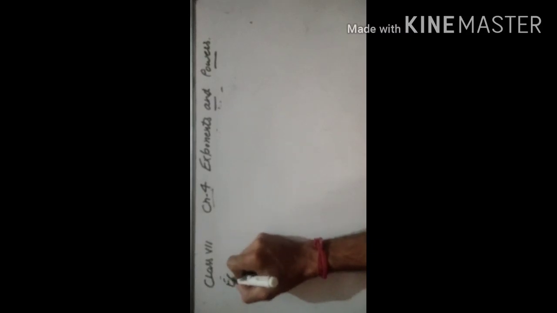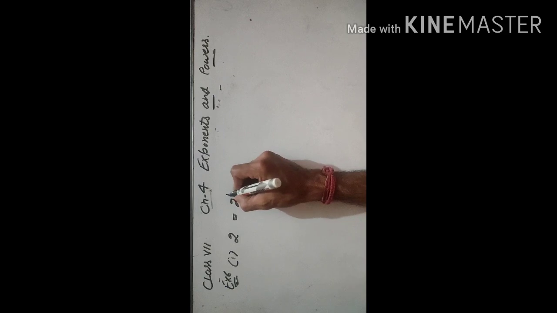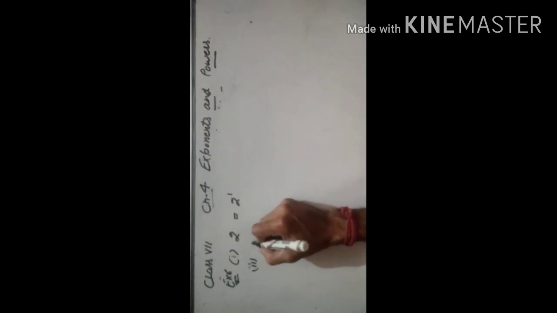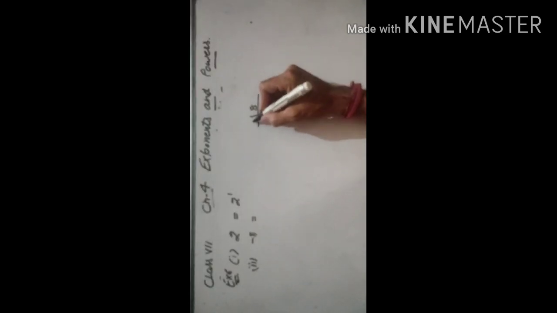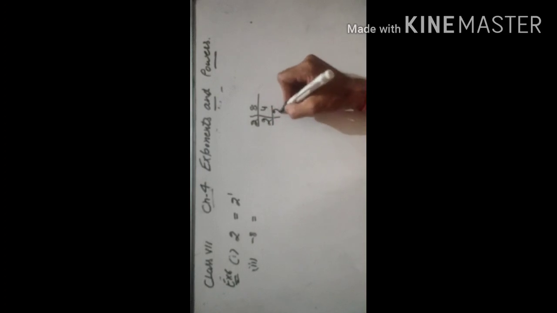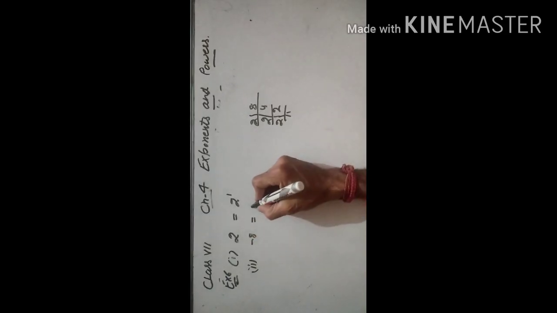Now example number 6. Write the following numbers as a power of 2. First part is 2, that means 2 to the power 1. Second part is minus 8. Minus 8 we can make a factor of 8: 2, 4, 2, 2, 2, 1. So minus 2 to the power 3. So minus 2 to the power 3 means minus 8.